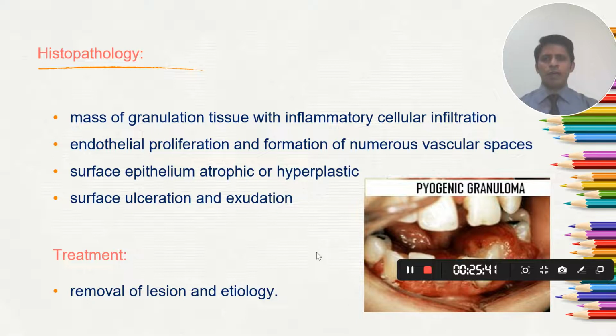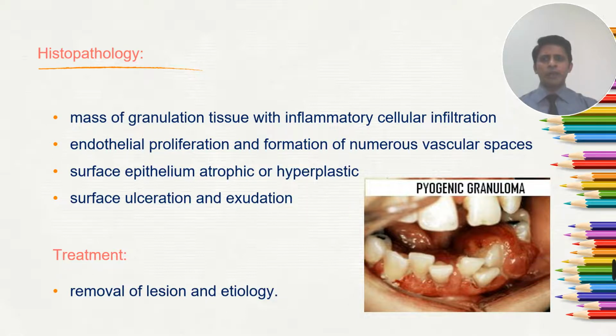Histopathology shows a mass of granulation tissue with inflammatory cell infiltration, endothelial proliferation and formation of numerous vascular spaces. Surface epithelium may be atrophic or hyperplastic, and surface ulceration and exudation may be seen. The treatment is only removal of the lesion and the etiology.